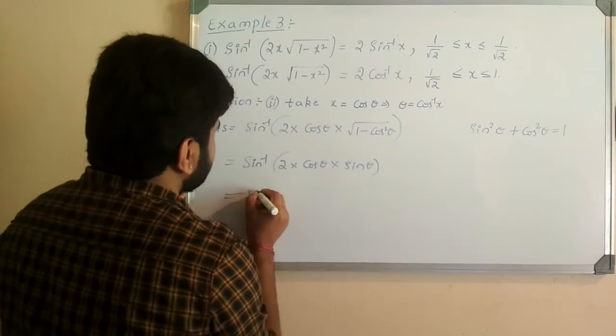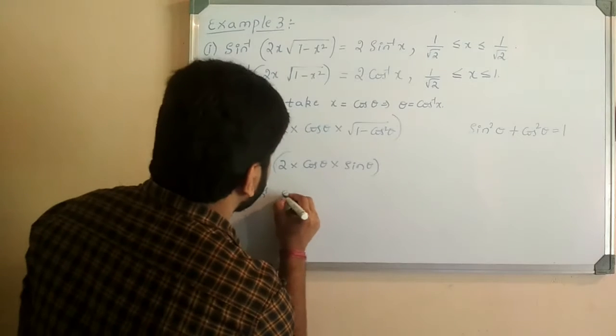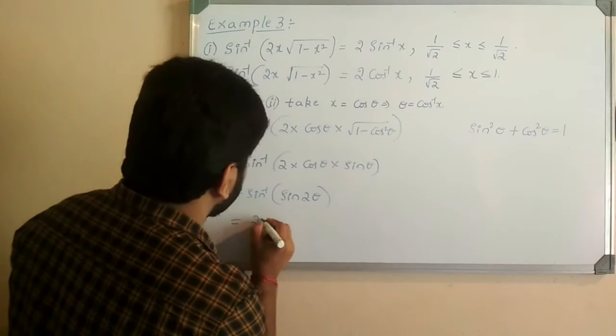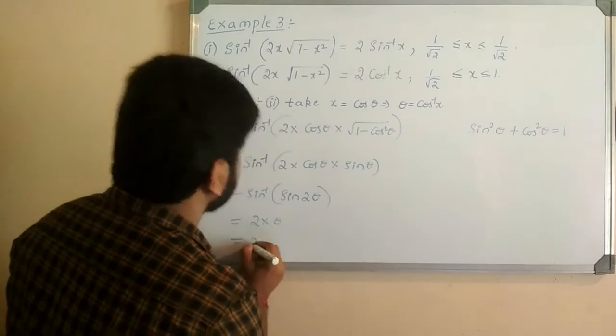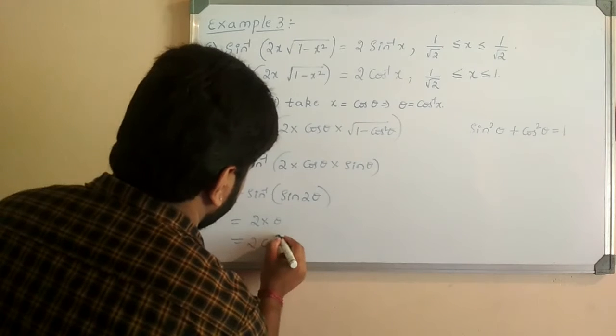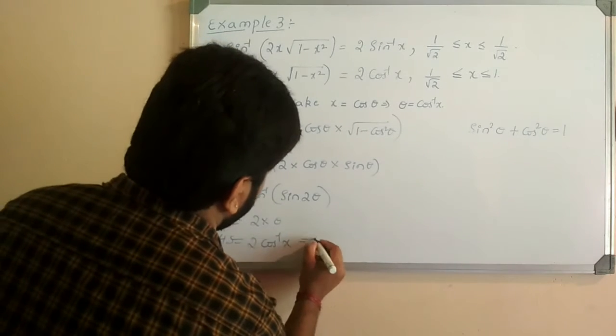So sin inverse of, this is the formula for sin 2 theta. Therefore sin 2 theta, which gets cancelled, 2 into theta, which becomes 2 into theta, we considered as cos inverse of x. So LHS is equal to RHS.